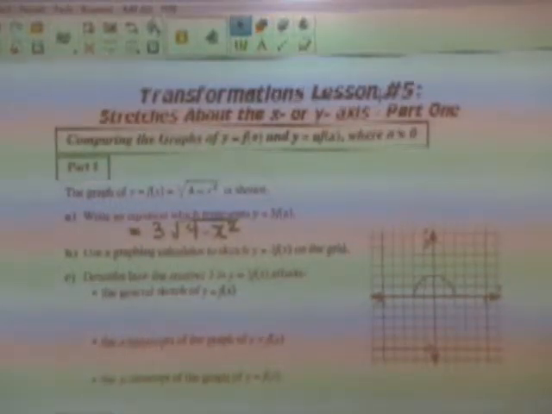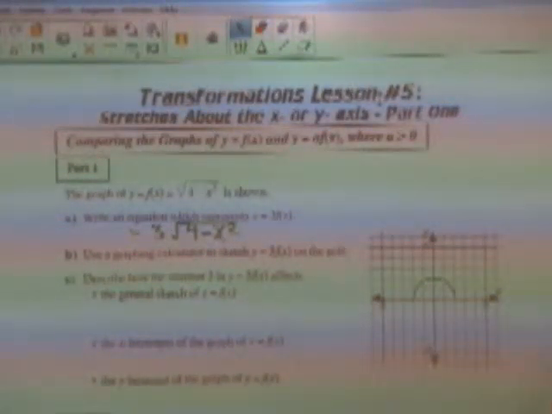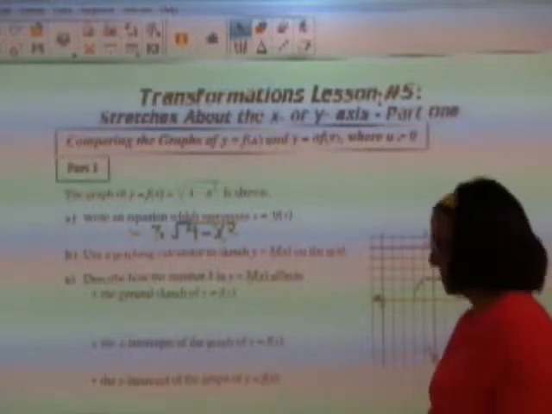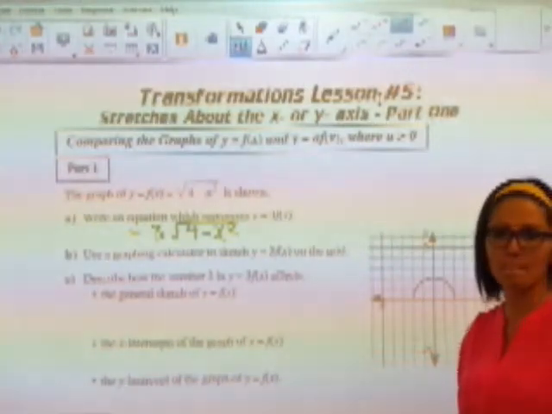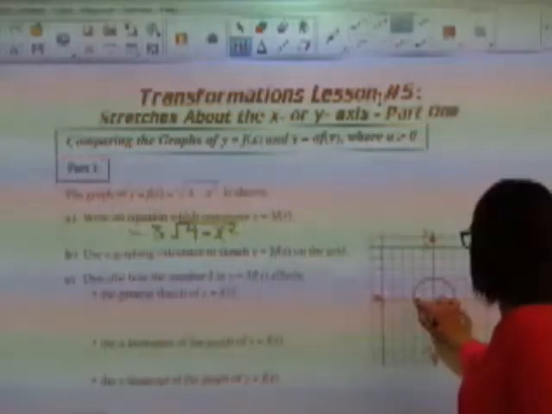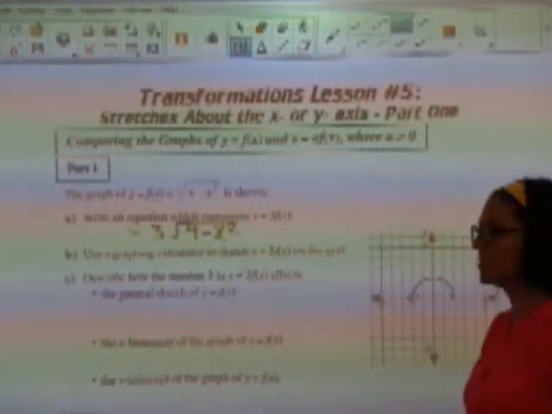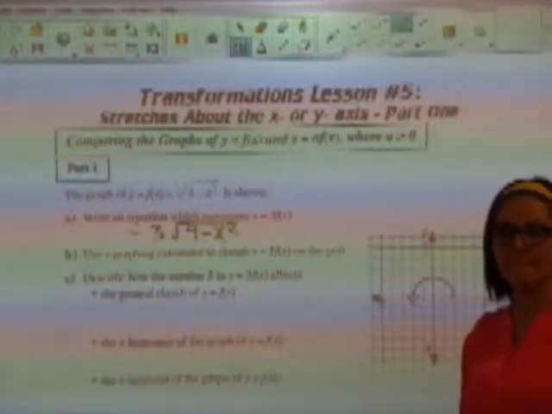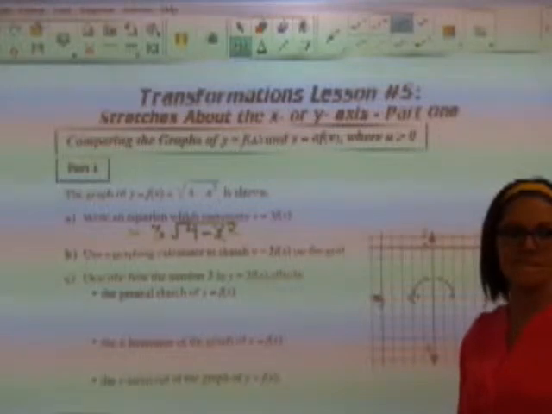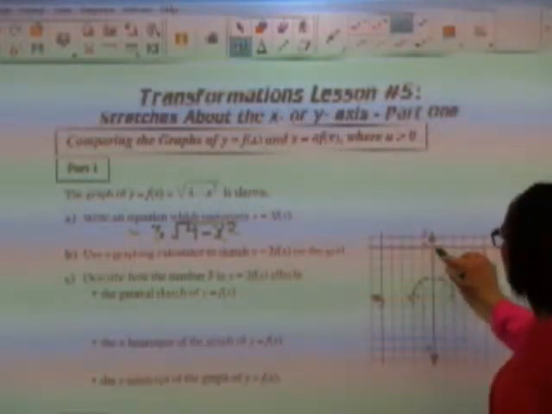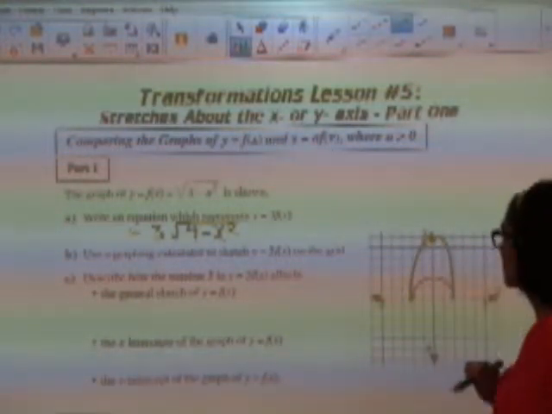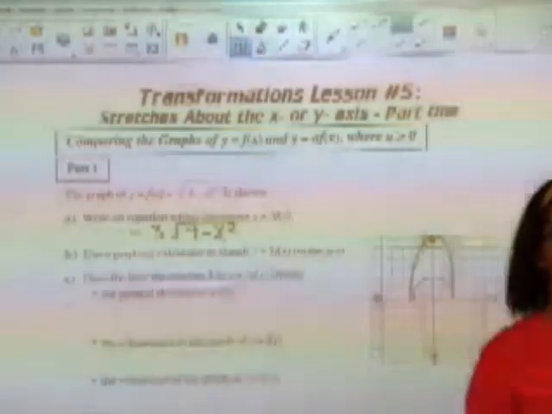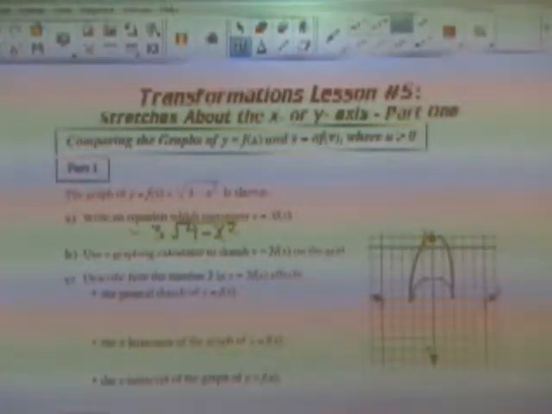Okay, so what do you notice about the graph? Give me some characteristics about this graph. Tell me about the x-intercepts. They stayed the same. Tell me about the y-intercept. 4 units up. So where is it at? 6. 0 and 6. Okay? So, in general, what did the 3 do to the graph?